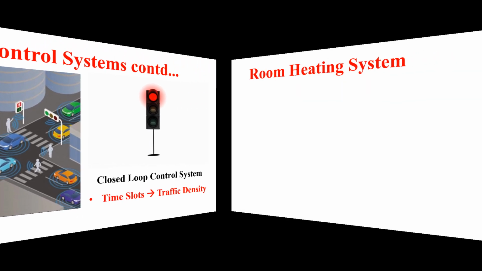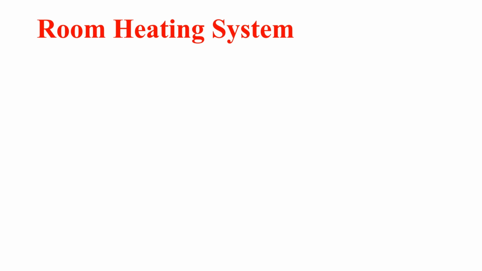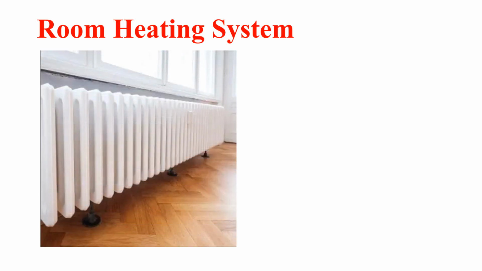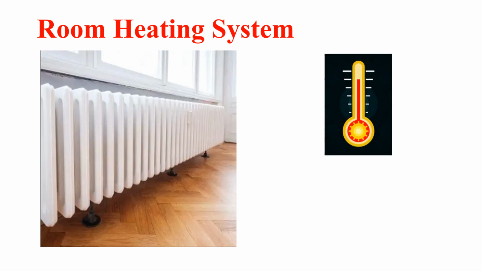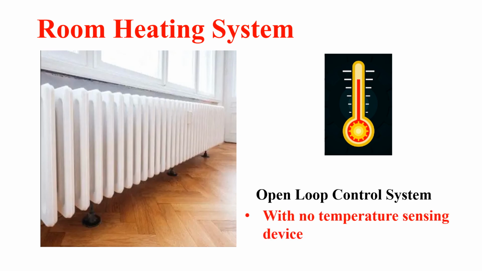Similarly, let me consider the second example, that is room heating system. A room heater without any temperature sensing device is an example of an open loop control system. Here we do not have any temperature sensing device. Hence this becomes an open loop control system, even though there is a change in the temperature, because we don't have any measuring device that reads the temperature and gives the input to the computer, and the computer cannot dynamically change the temperature of the room. Hence this is an example of an open loop control system.